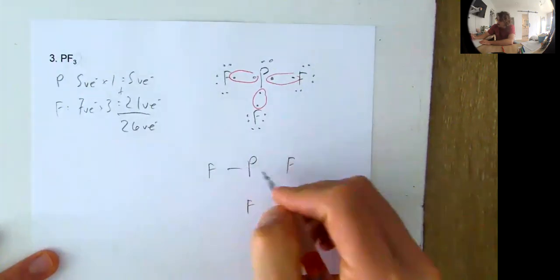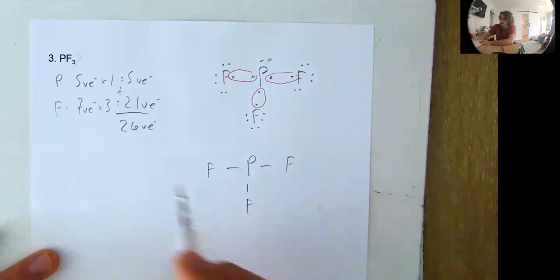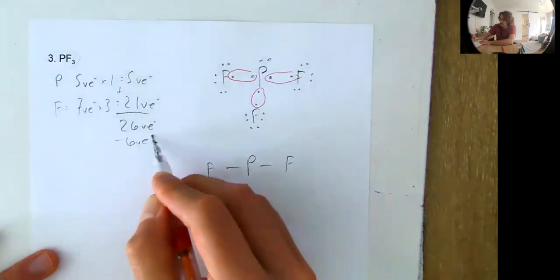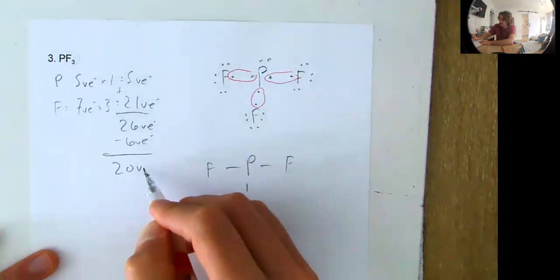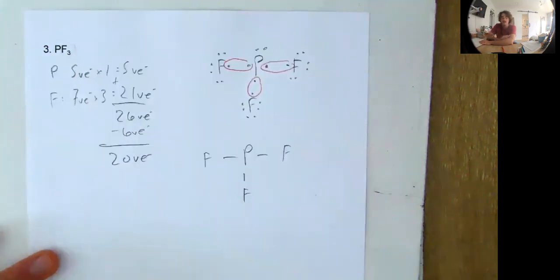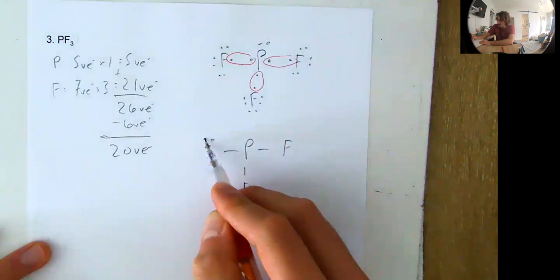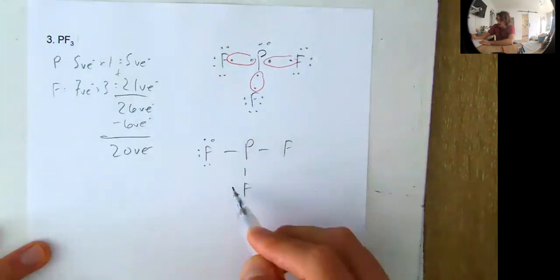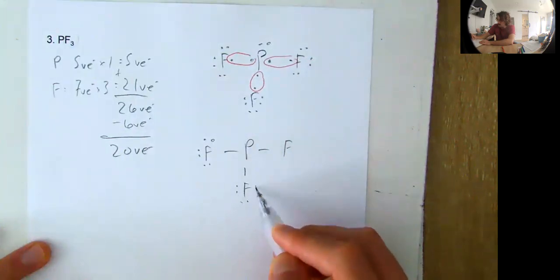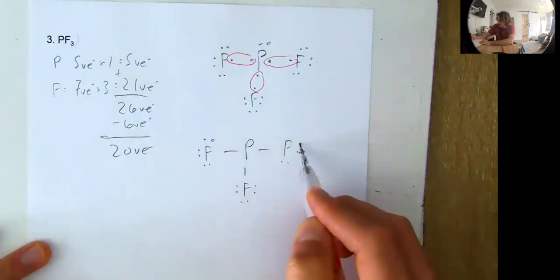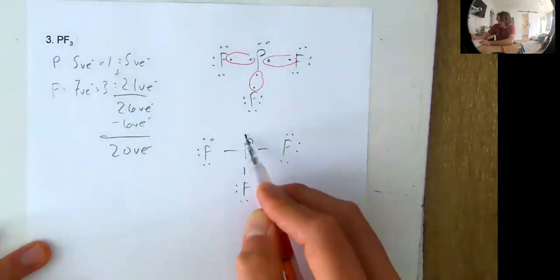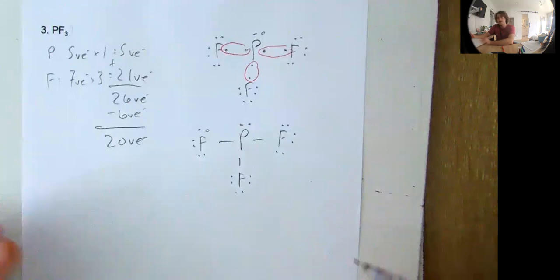We automatically draw single bonds. How many electrons was that? 6 electrons. 6 valence electrons. And that means we need to draw 20 more electrons. So where are we going to draw them? Let's just start drawing them everywhere. 1, 2, 3, 4, 5, 6, 7, 8, 9, 10, 11, 12, 13, 14, 15, 16, 17, 18, and finally 19 and 20. Did we put them in the right place?